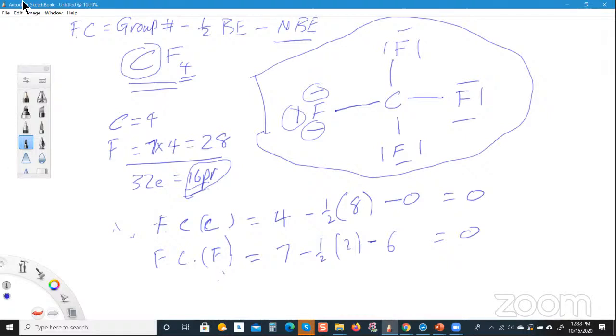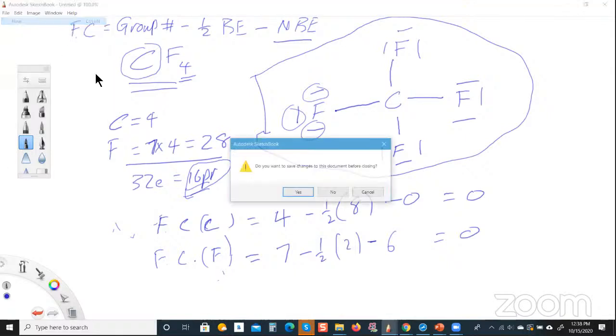Okay, so let's move on now to an example. Let's look at this molecule, PCl3, all right? So we go through the same steps as we did before. Start off with determining the number of valence electrons. So phosphorus would contribute how many electrons? If you go to the periodic table, you'll see that it contributes 5 electrons, right?